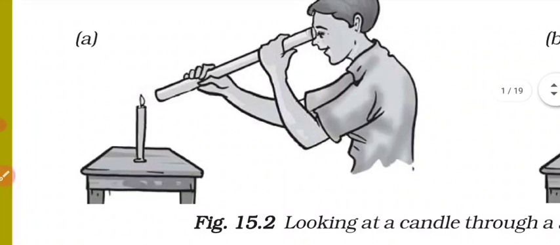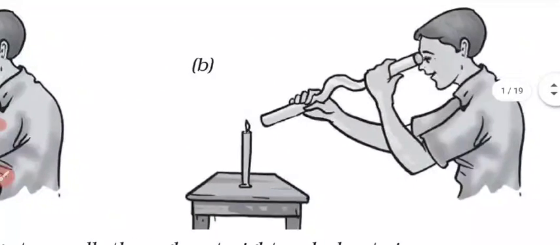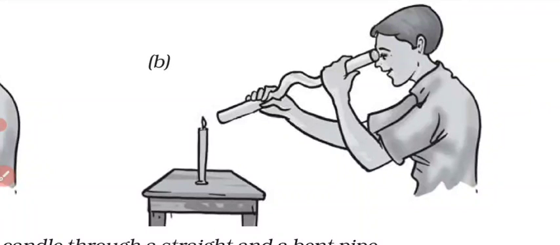But once we bend the tube like this and try to see the flame of the candle through the bent tube, we are not able to see it. So why are we not able to see the flame of the candle? The reason is that light always travels in a straight line.